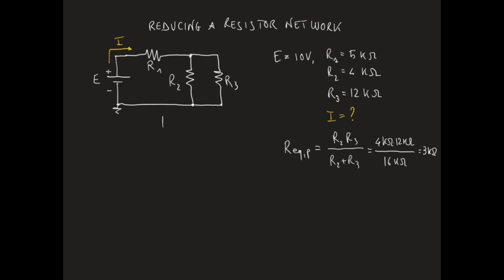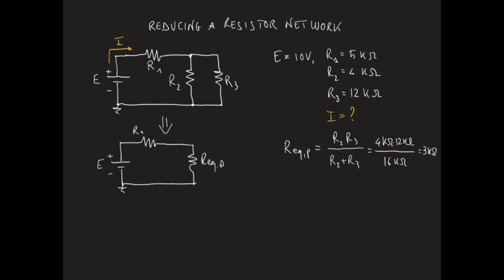The resulting simplified network will consist of the battery E and the resistor R1 in series with the resistor REQP. Note that from the point of view of the battery, the load has not changed. We just replaced part of the network with its equivalent resistance.